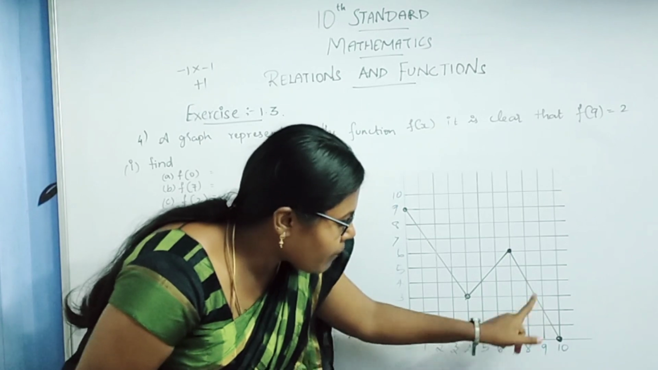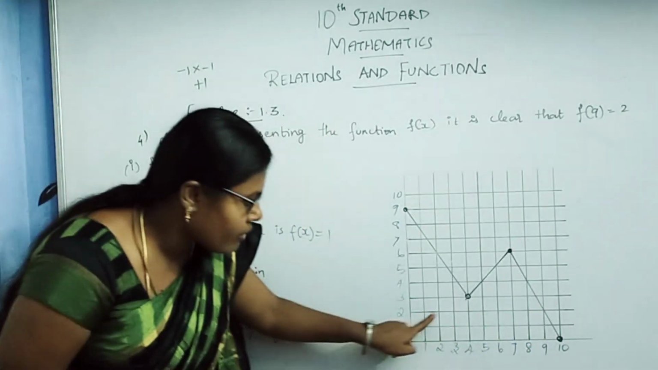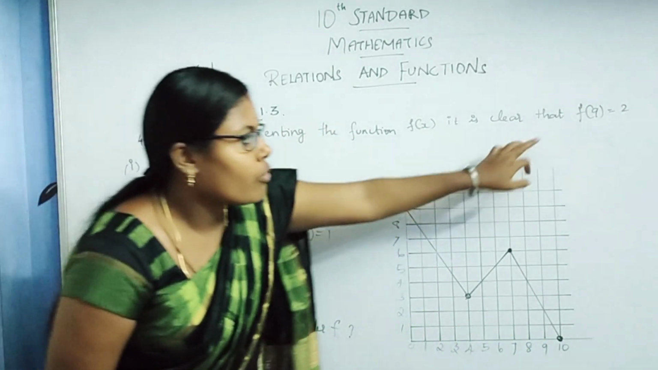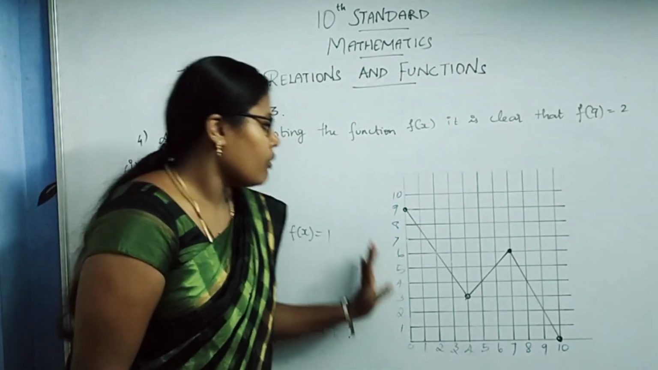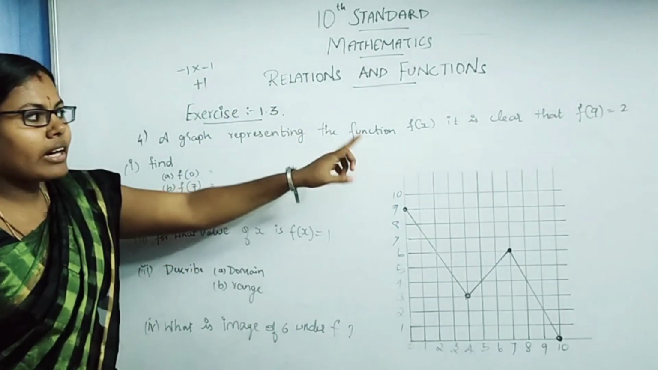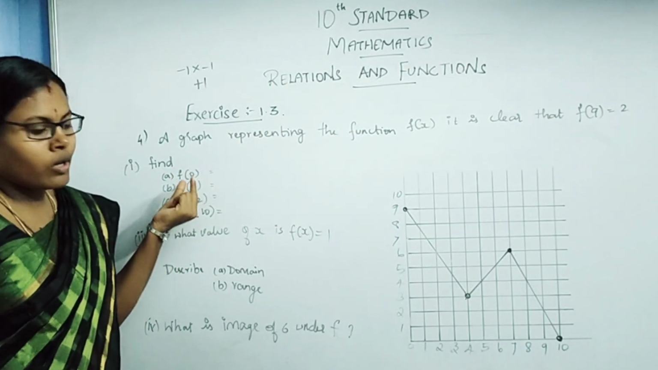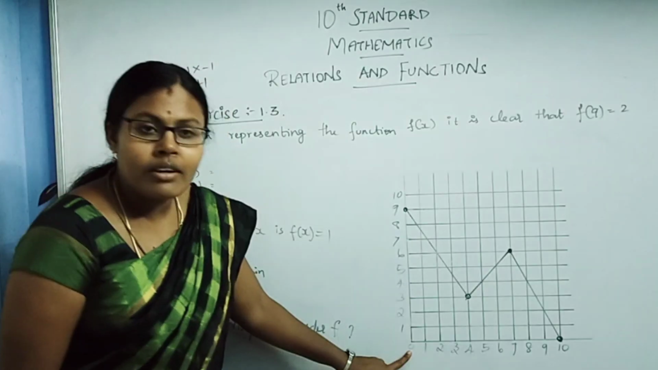So where the graph passes in this point, what is the value there? 2. So they have shown that f of 9 is 2. Okay, got it? Now we'll see the question. Similarly, you have to find f of 0. So here f of 0 is this one.